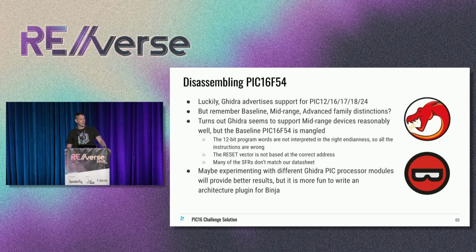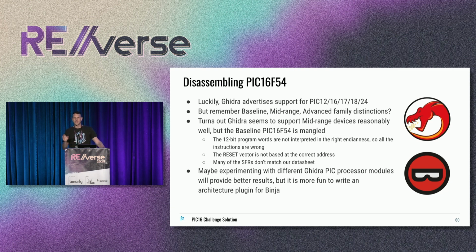But the baseline PIC16F54, which I'm interested in, is kind of mangled. So like we said, these 12-bit words are not interpreted in the right order, so really every instruction was wrong. The reset vector isn't at the right address, so you don't start looking at the right code. And many of those special function registers don't actually line up with our data sheet.